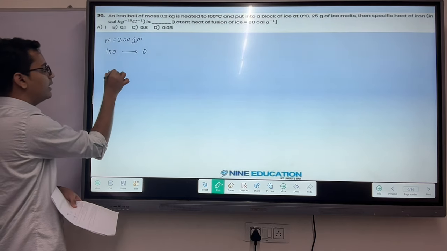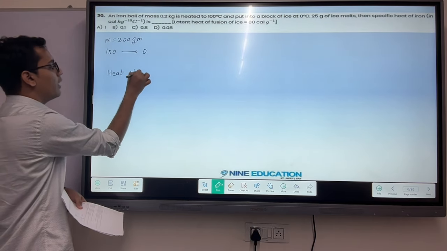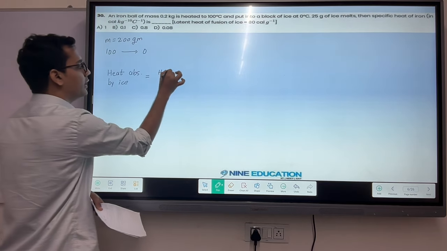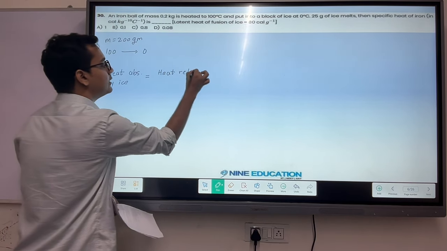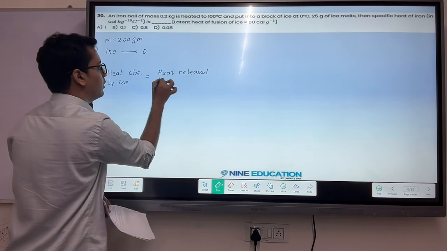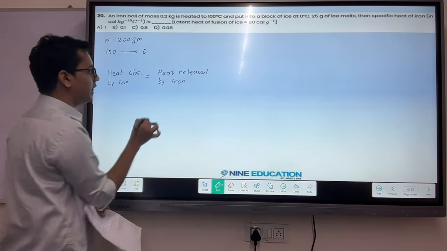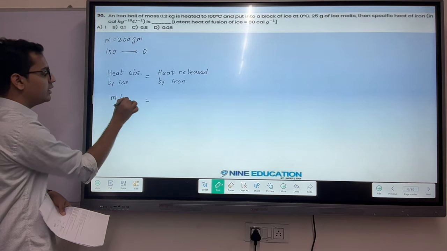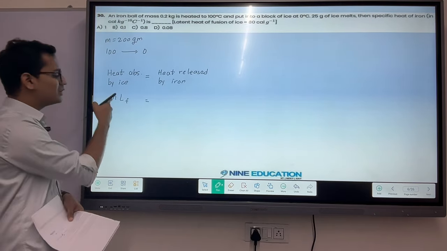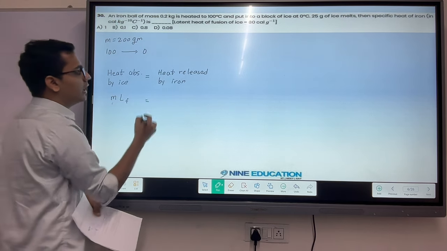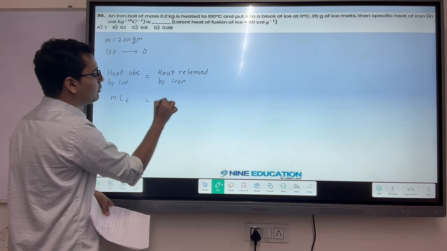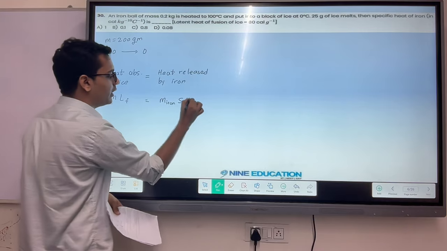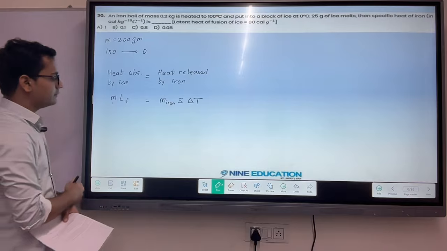So I can say heat absorbed by ice equals heat released by the iron block. What is the heat absorbed by ice? Mass into latent heat of fusion, where the mass is the amount of ice that melts. And what is the heat released by the iron block? Mass of the iron block into specific heat of the iron block into delta T.